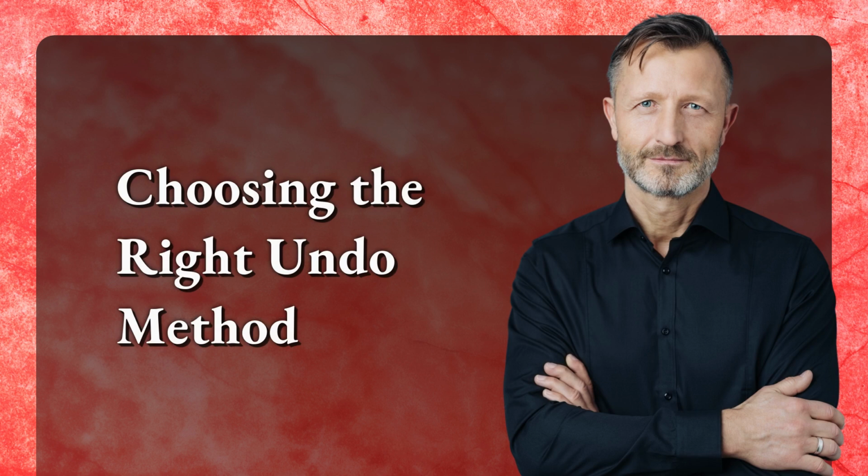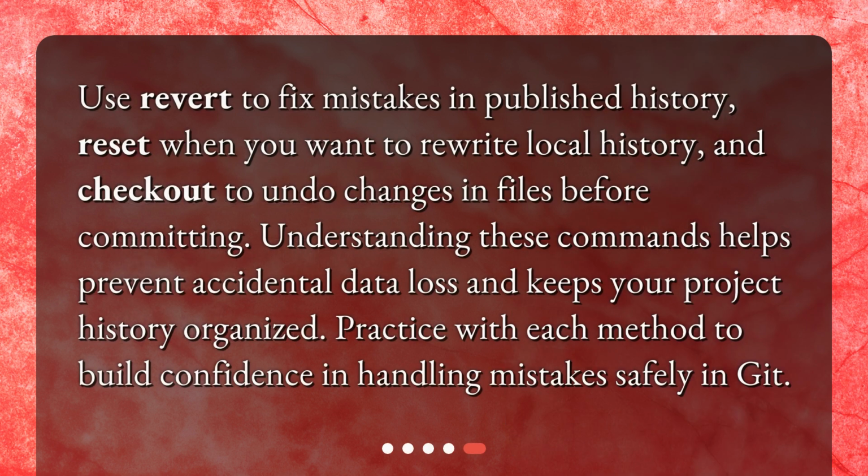Choosing the right undo method. Use Revert to fix mistakes in published history, Reset when you want to rewrite local history, and Checkout to undo changes in files before committing. Understanding these commands helps prevent accidental data loss and keeps your project history organized. Practice with each method to build confidence in handling mistakes safely in Git.